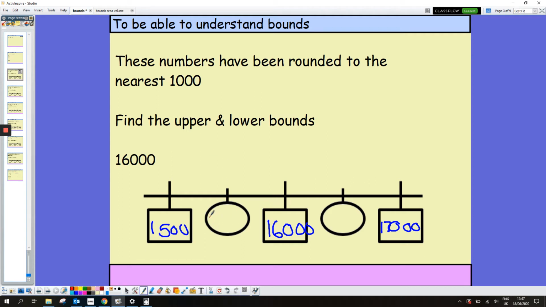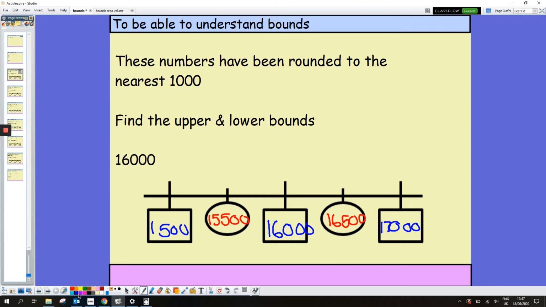So my lower bound will be 15,500 and my upper bound would be 16,500. So anything between those two numbers would always be rounded to 16,000. Obviously, this one is the slight odd one, as normally if it's 5 or above you round up, but we're assuming it's 16,499.999 recurring. So to make life easier and to calculate easier, we just go for the whole number. So for that one, my lower bound is 15,500 and my upper bound is 16,500.